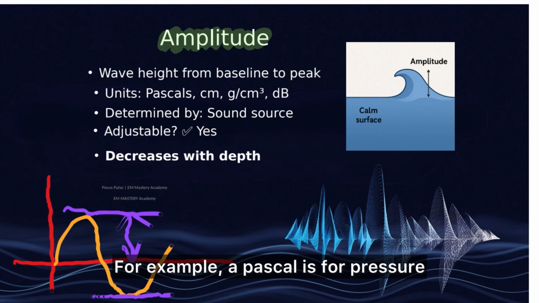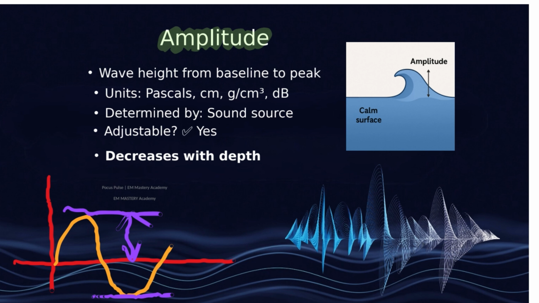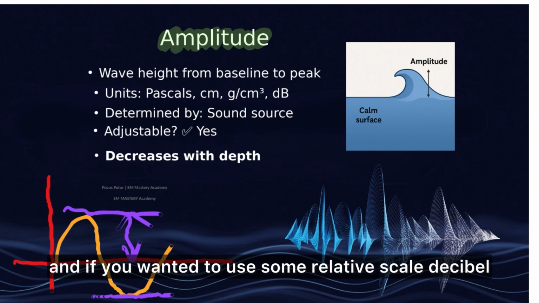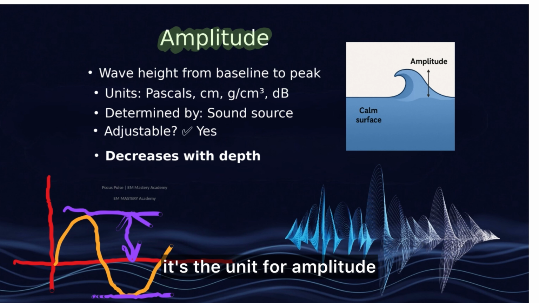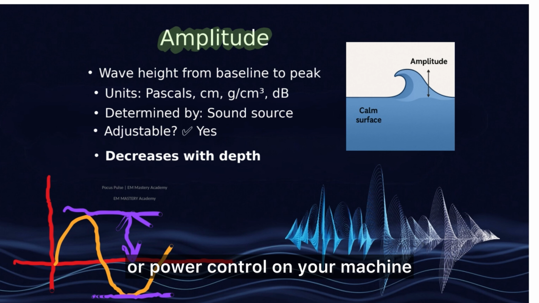For example, the Pascal is for pressure. So if you want to check amplitude for pressure, the Pascal is the unit. But if you want to check the distance, the movement, it is centimeters. And if you want to use a relative scale, the decibel is the unit for amplitude. You can adjust the amplitude using the gain or power control on your machine.